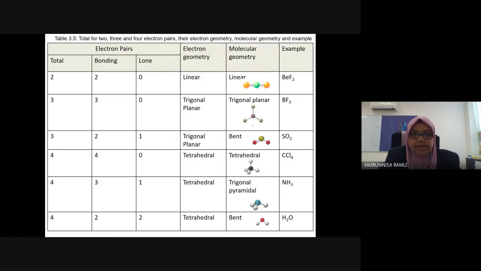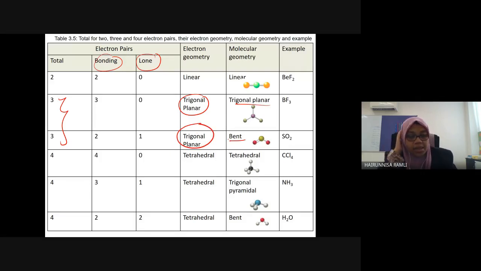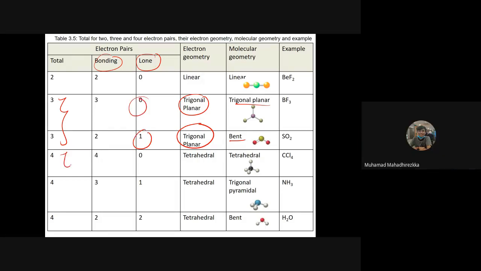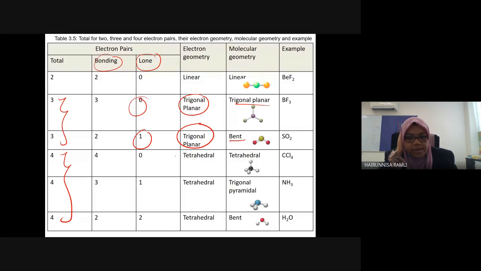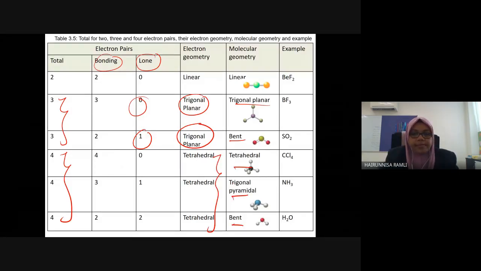So these are the dia punya macam summary lah. So macam ni dia kata berapa banyak lone pairs, berapa banyak bonding pairs. If you look at this, macam ni total tiga, so dia punya electron geometry dia tetap sama. Yang beza adalah molecular geometry and also dia punya bilangan lone pairs. Okay, macam ni pun ada empat, so that's why electron geometry dia sama, but this one will be different for the molecular geometry.